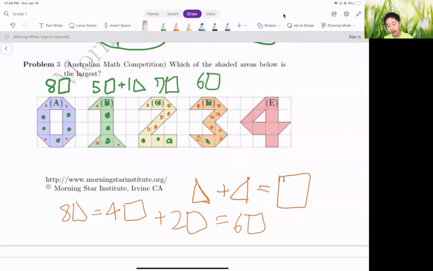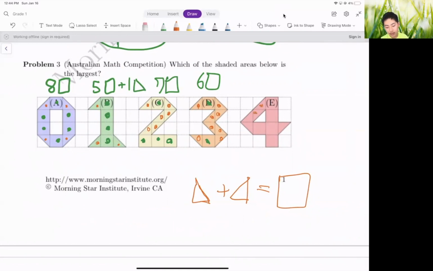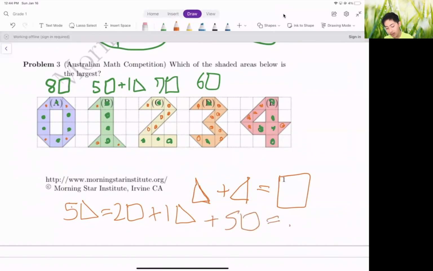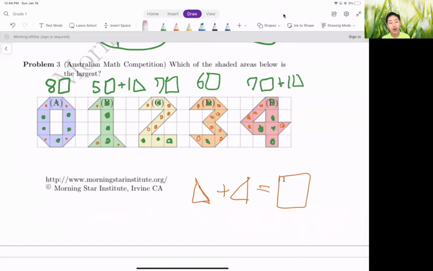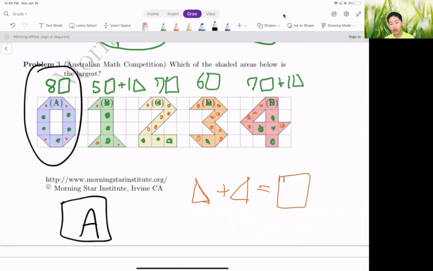And finally, we come to E. Let's count out how many triangles E has. 1, 2, 3, 4, 5. So E has 5 triangles, which equal 2 squares plus 1 extra triangle. And now let's count up how many squares E has. 1, 2, 3, 4, 5. So 2 squares plus 1 triangle plus 5 squares is equal to 7 squares plus 1 triangle. So therefore, we can just write out 7 squares plus 1 triangle. After looking at these results, we can safely say that the largest shaded area should be A. So A has the largest shaded area.